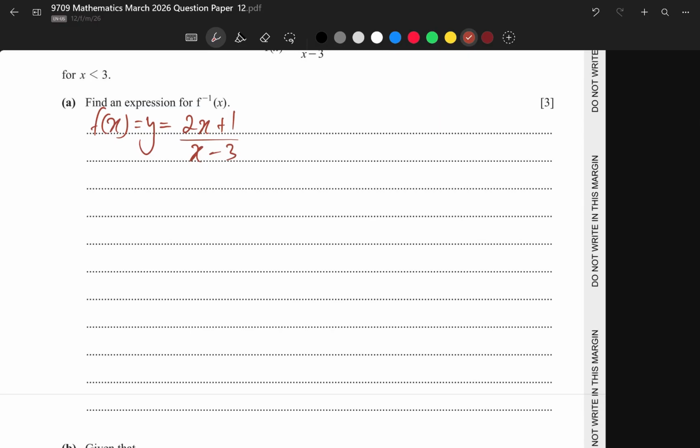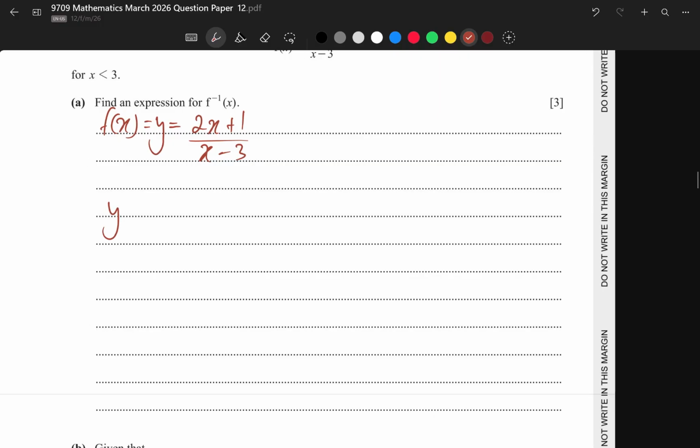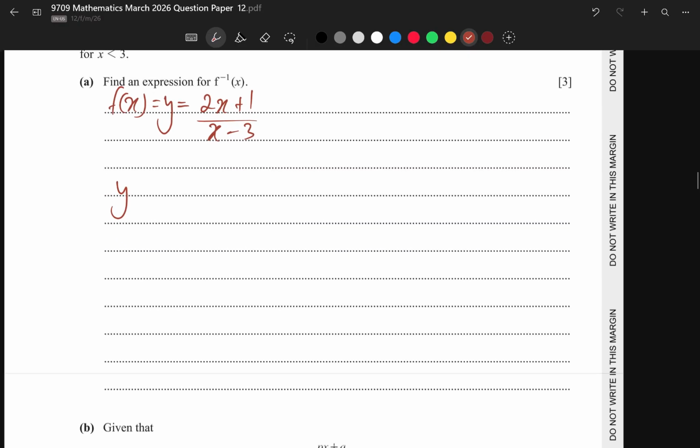So in this equation, y is our subject. To find the inverse, we have to make x our subject. So in y's place, this x minus 3 is being divided. So we'll just move it to the other side of the equal sign and it will multiply with y. So y into (x minus 3) is equal to 2x plus 1.